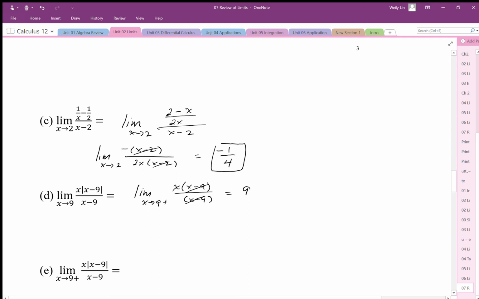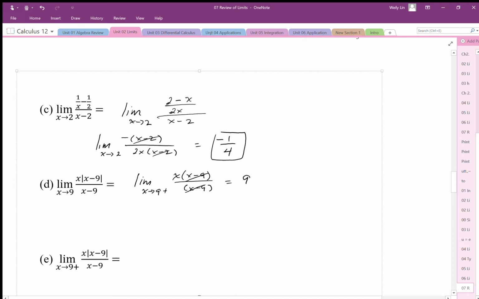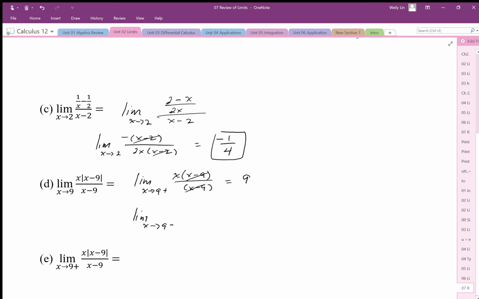So if I do this from the other side, the limit as x approaches 9 from the negative side, because on the other side of 9, we're going to have a negative inside the absolute value. So we're going to have to actually change that. So that's behaving differently than on the right-hand side or the positive side.